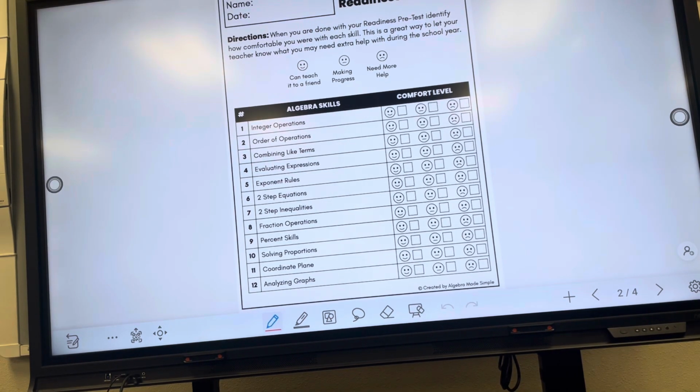Just going to give you guys a quick overview of what you got today. First of all, when you are done with your readiness pre-test, identify how comfortable you are with each skill. It's a great way to let your teacher know what you may need extra help on with the school year.